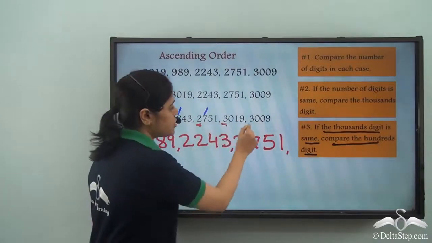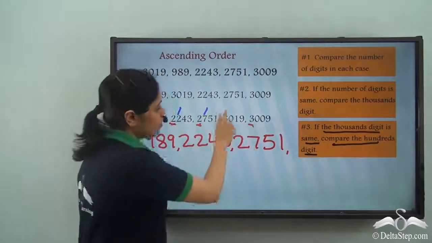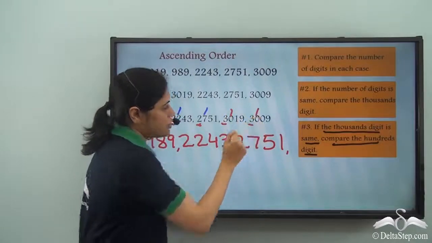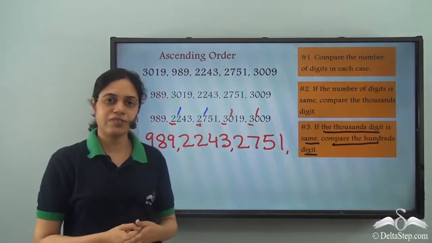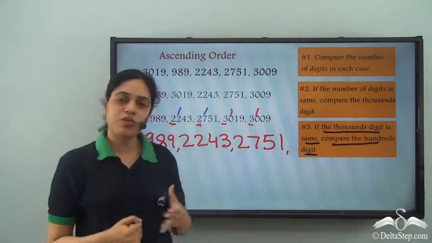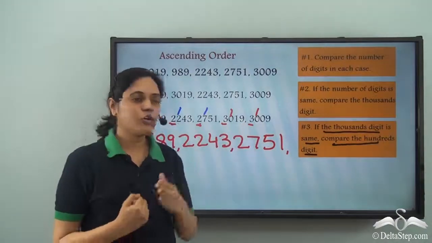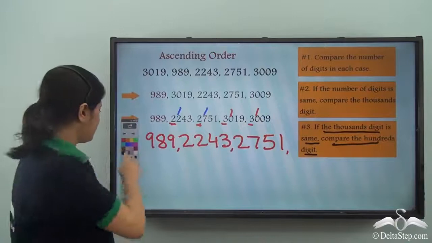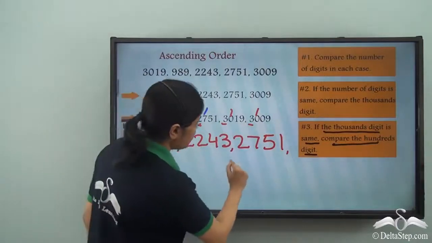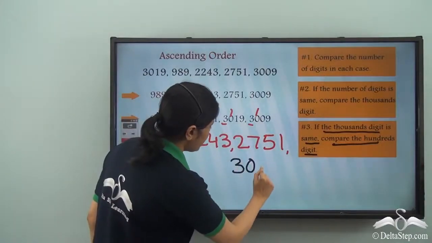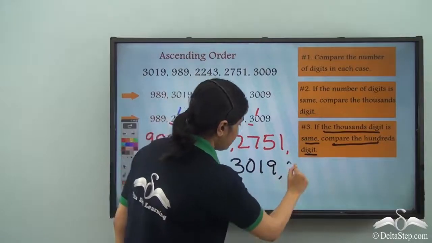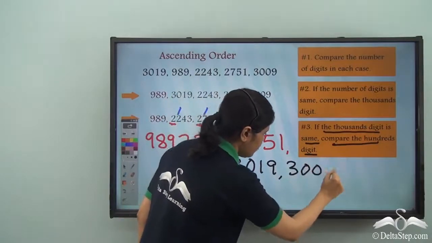So thousands digits are the same. 0 is the hundreds digit. 0 is the hundreds digit here as well. So 0 is equal to 0. So I cannot use trick 3 here. So let me write them as they are, 3019 and 3009.